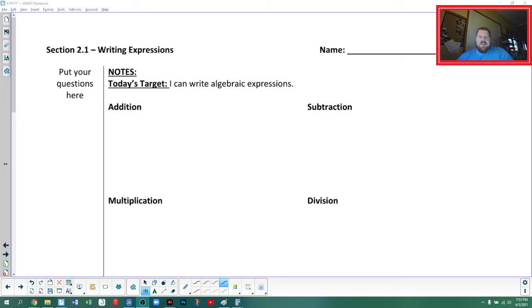Today we're starting our second unit here, and for the main part of this, we're talking about writing algebraic expressions, and a little bit with what we consider to be verbal expressions, as well as algebraic expressions.